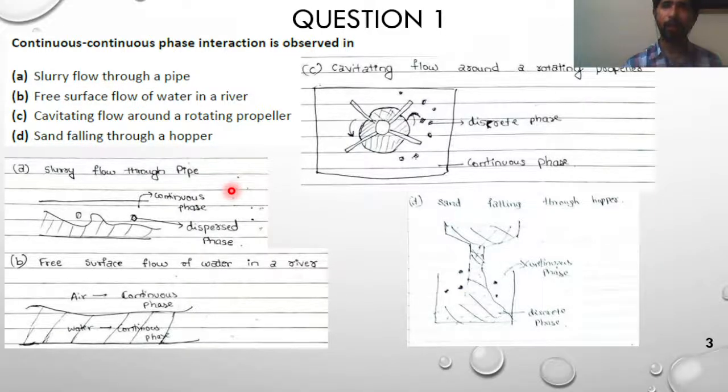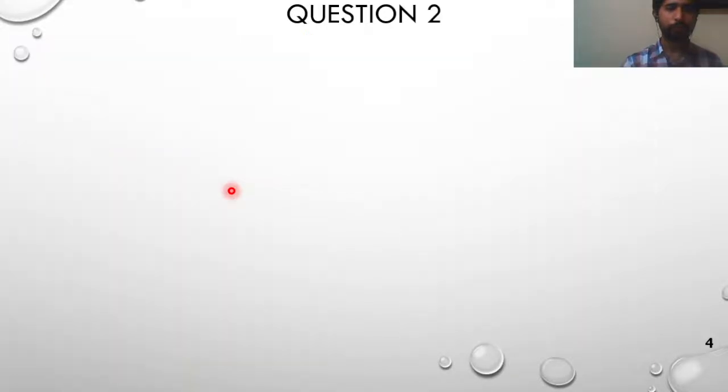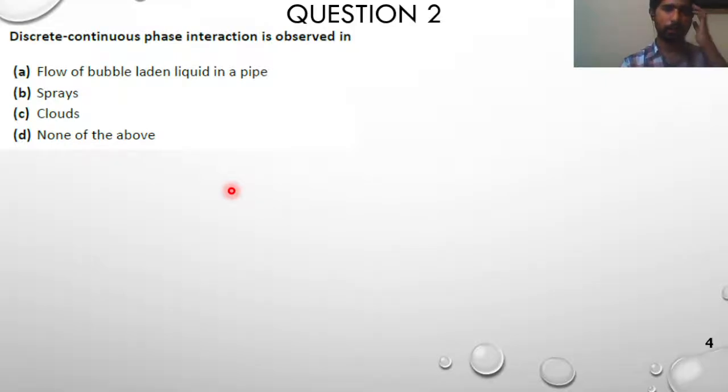Yeah, you are correct. So let us see the next question. I think it is the opposite. Discrete continuous phase interaction is observed in which of the following cases? Flow of bubble laden liquid in a pipe, or sprays, or clouds, or none of the above. So what do you think should be the correct option for this question? Can you write down on the chat box?